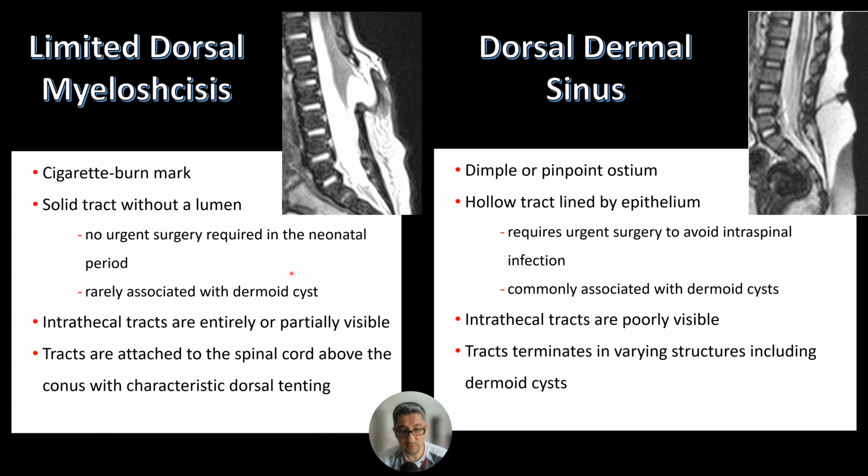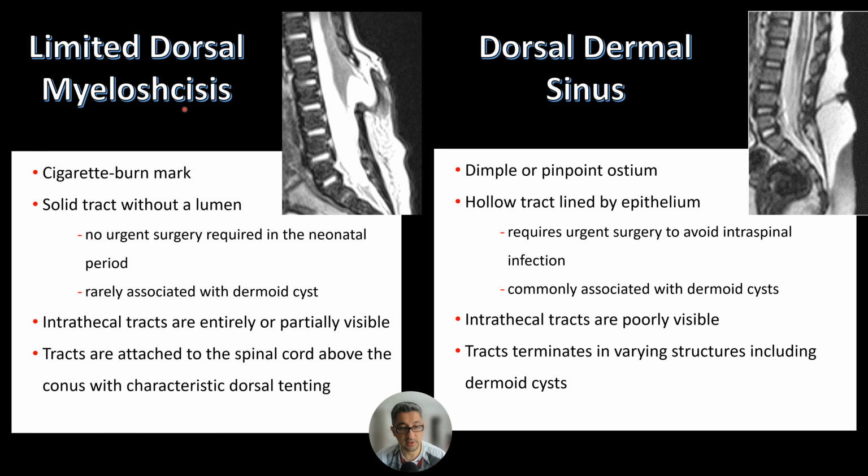And because there is no lumen, there is no increased risk of infection in dorsal myeloschisis, so you don't need to do immediate, urgent surgery in the neonatal period. And they are not associated with dermoid cysts because the epithelial cells do not migrate into the thecal sac. However, in dorsal dermal sinus, urgent surgery is required to avoid infection, and they are commonly associated with dermoid cysts.